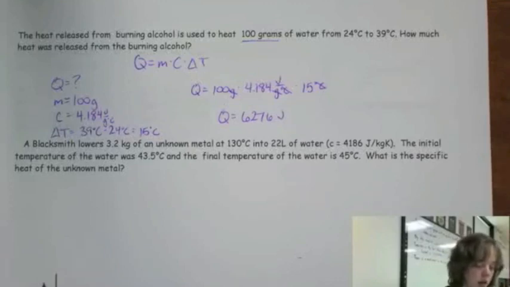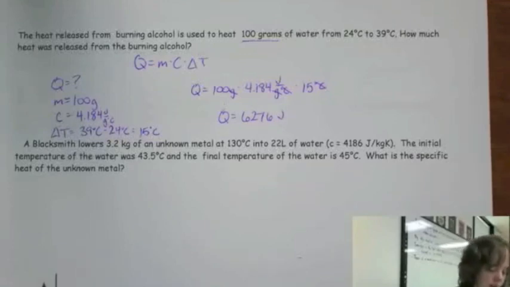All right. A blacksmith lowers 3.2 kilograms of an unknown metal at 130 degrees Celsius into 22 liters of water. And the specific heat for water, when we're dealing in kilograms, is going to be 4,186 joules per kilogram per Kelvin. The initial temperature of the water was 43.5 degrees Celsius, and the final temperature of the water is 45 degrees Celsius. What is the specific heat of the unknown metal? So we're given a lot more information here, so it gets a little more complicated, but it's going to work out to be the same basic algebra.